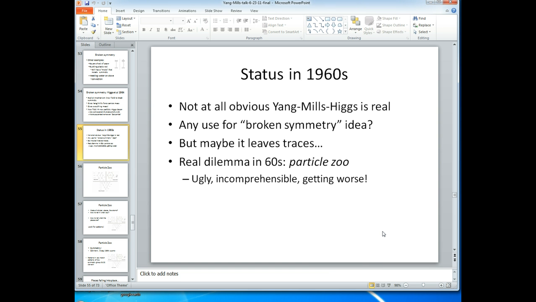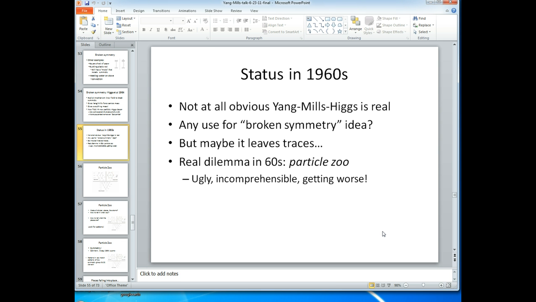It's not at all obvious that Yang-Mills-Higgs, this idea, is real. It had some interesting theoretical properties, but there were lots of interesting theories going around in the 60s, especially about strong and weak nuclear forces. Is there any use for this broken symmetry idea? I mean, it's really important that if it's broken symmetry, then what kind of symmetry is that? Does it leave any traces?